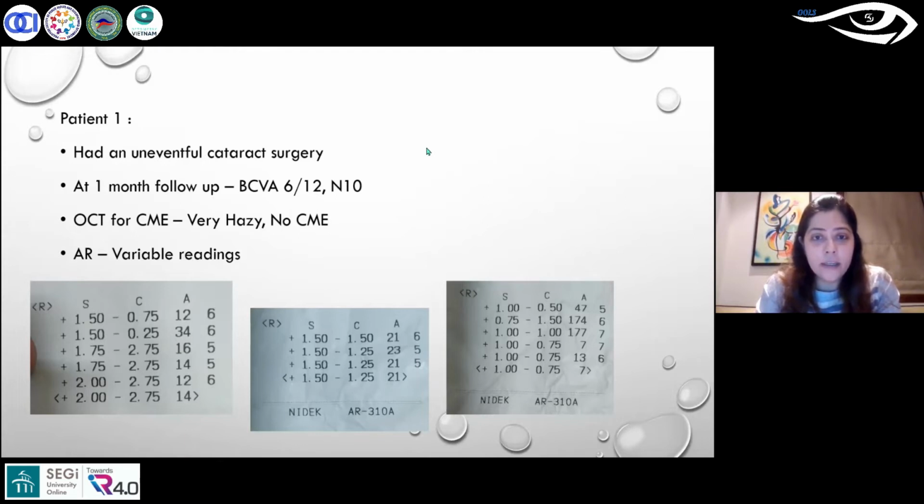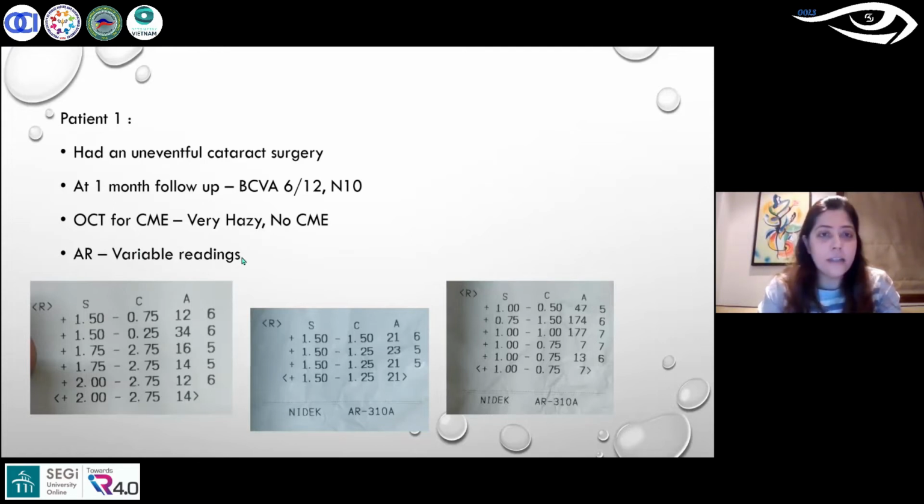Yes, so I think somebody has come up with the correct diagnosis that this is dry eye. Dry eye, yes. This is typically what we see in patients who have dry eye. Dry eyes are very common post cataract surgery, post any surgery, because you're cutting the corneal nerves when you make your incisions. And it is what is going to cause fluctuating AR readings. The other clue is that the OCT is hazy as you're trying to capture it.